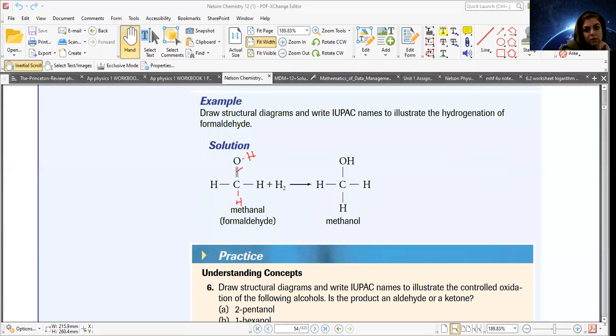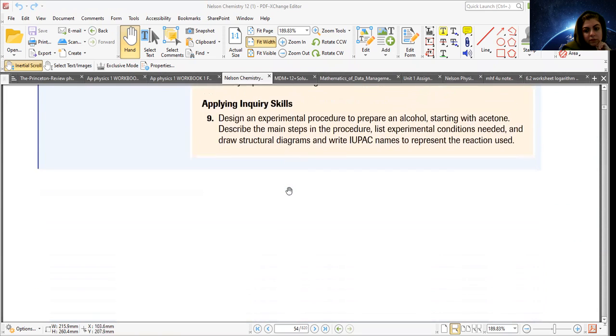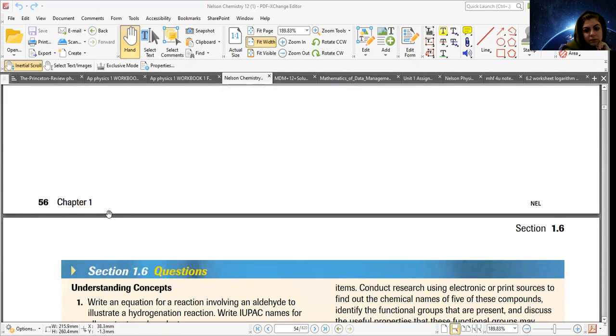Clear drawings. So for practice, you do question number 6 and question number 7. This is page 56.